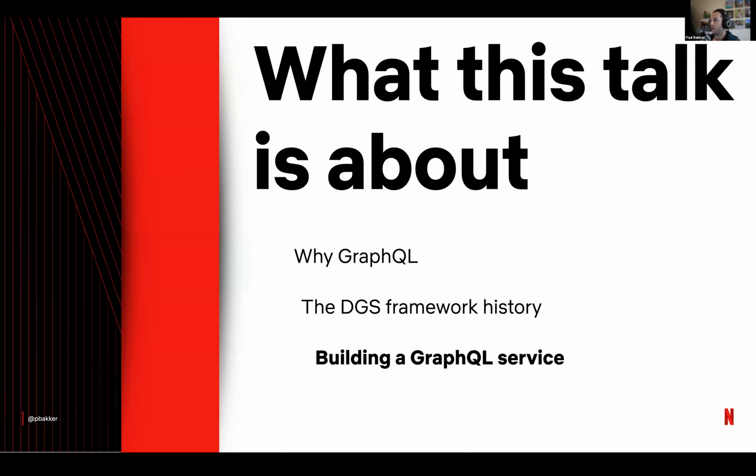In this talk, I'm going to talk a little bit about why you should consider GraphQL and most specifically how it's different from REST. Go over that pretty quickly. Talk a little bit about the DGS framework history at Netflix and how we use it. And then primarily, we're just going to look at the framework and get a feel of how you would build a GraphQL API using it. That will show how we are using it in practice as well.